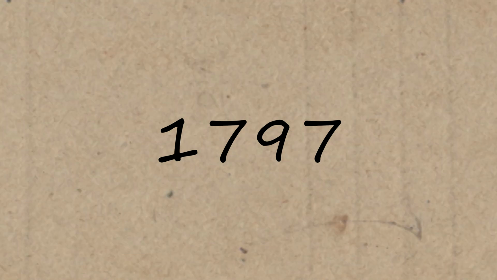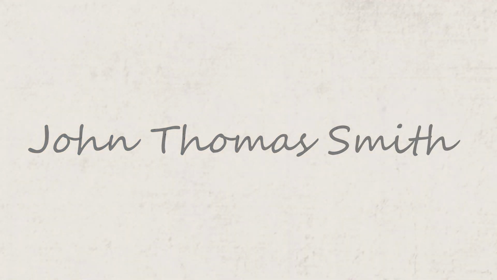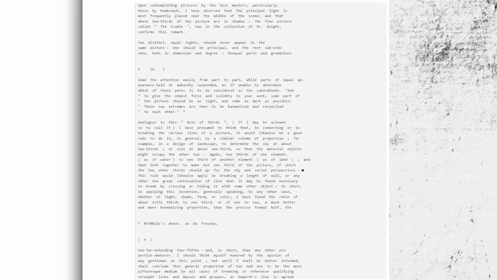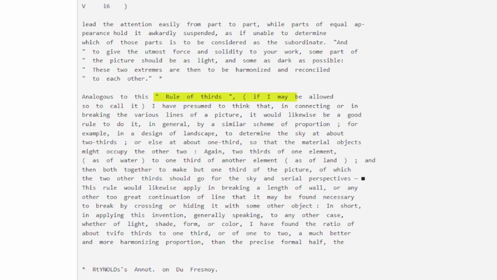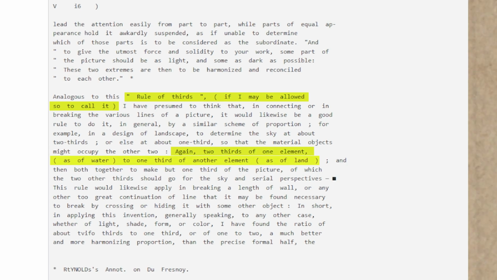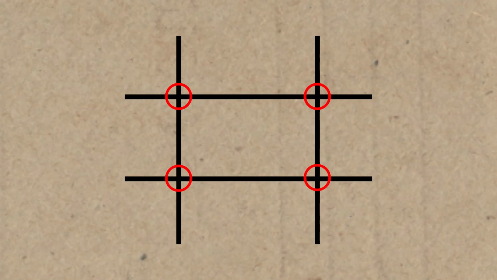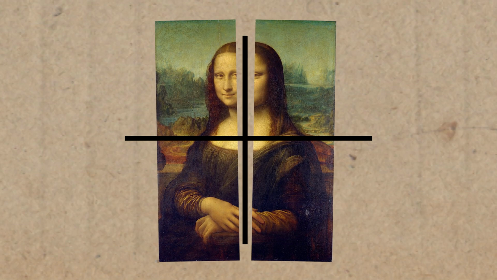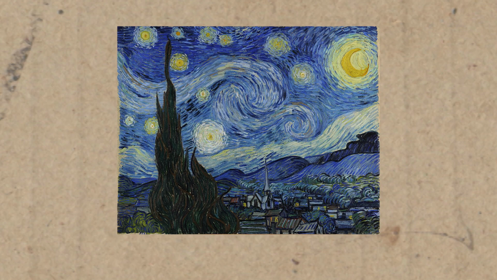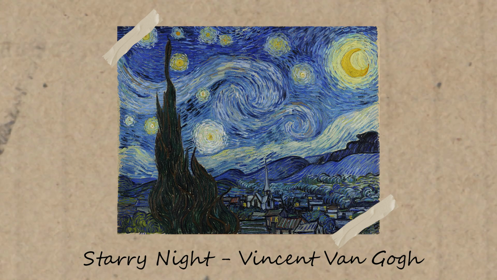This technique was first ever recorded in the 18th century. John Thomas Smith wrote about the rule of thirds in his book Remarks on Rural Scenery. Instead of dividing art pieces into halves for balance, Smith suggested breaking the art into thirds, emphasizing the importance of placing the most essential elements along these lines or at the intersections. This shifted many art pieces from a rigid, centered composition to an off-center balance, creating visual interest and movement.